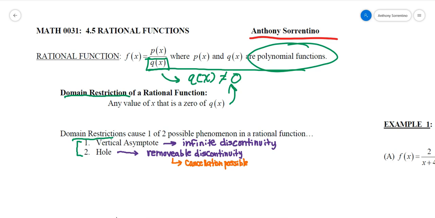So let's see how we could identify what these are. Let's have a look at example 1. Examples 1, 2, and 3 are basically the same 4 functions. We're just looking for different parts of them, and eventually, in example 3, we could draw a graph of the function. So in example 1, we're just going to try to identify any vertical asymptotes or holes in it.